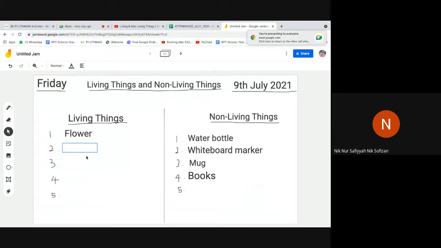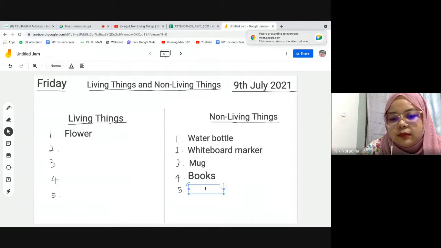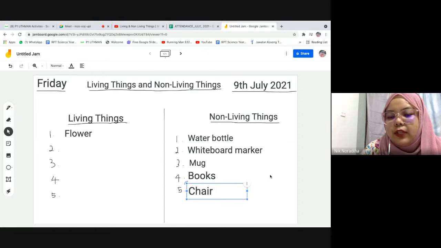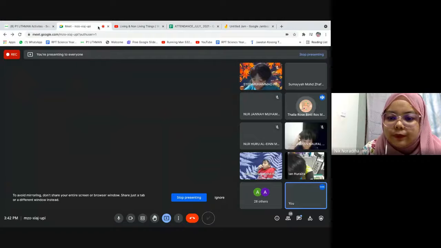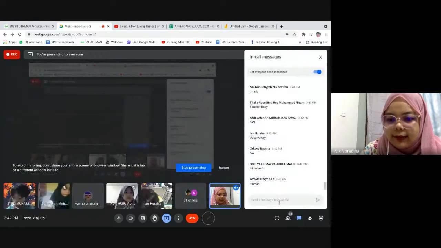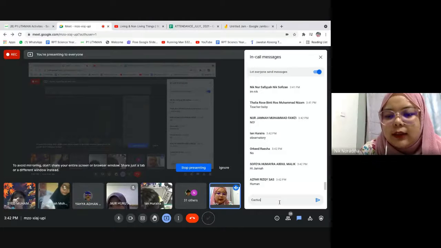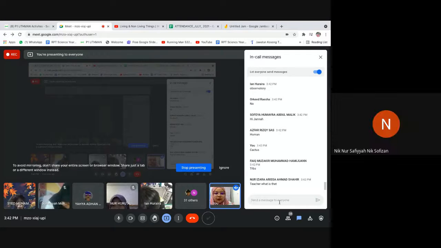How to spell that? Sometimes my mom buys fake flowers. Fake flowers are okay for decoration. How to spell cactus? C-A-C-T-U-S. Teacher, write in the chat box. Today we use the textbook only, because teacher already scanned and uploaded the worksheet for you. Later we do it.